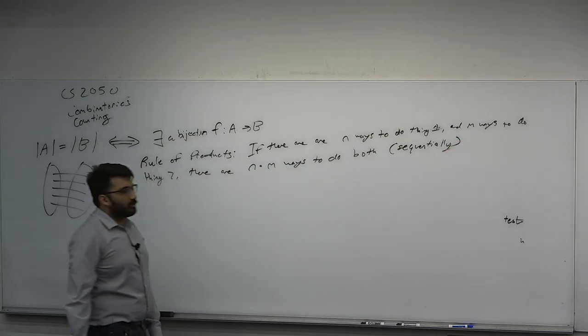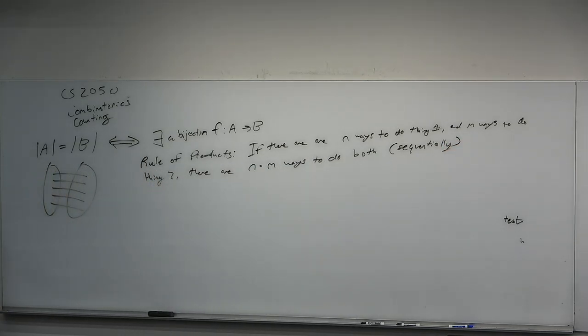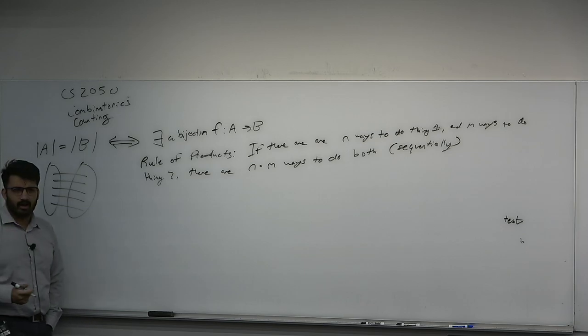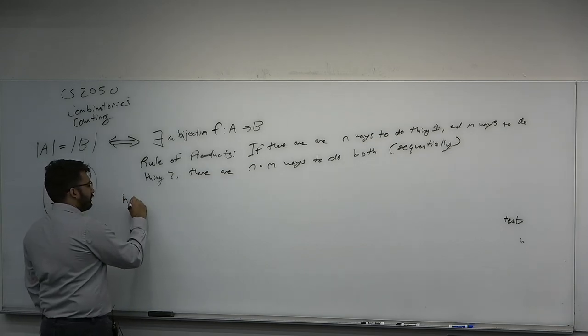The word sequentially here basically means you do the first thing and then you do the second thing, not in some sense that they can overlap in any way. So let's use the product rule to determine how many bit strings there are of length n. Do we know off the top of our head how many bit strings are there of length n?